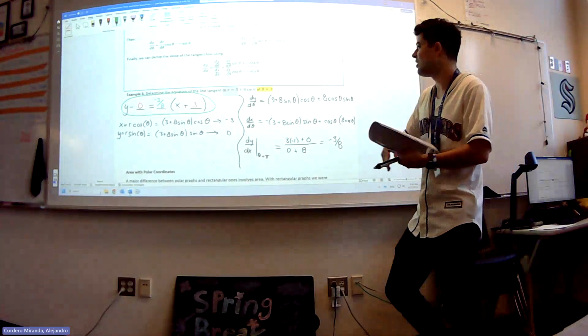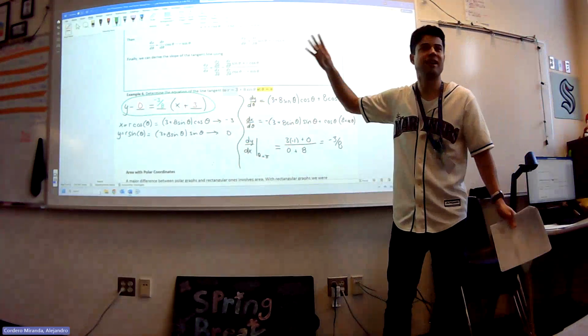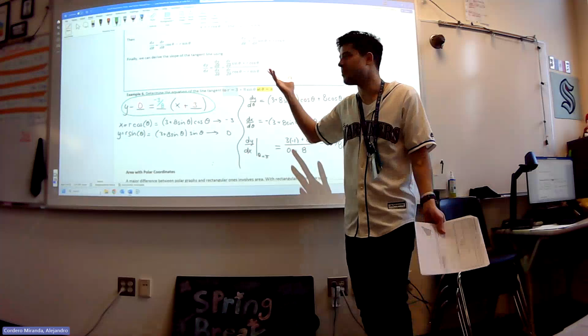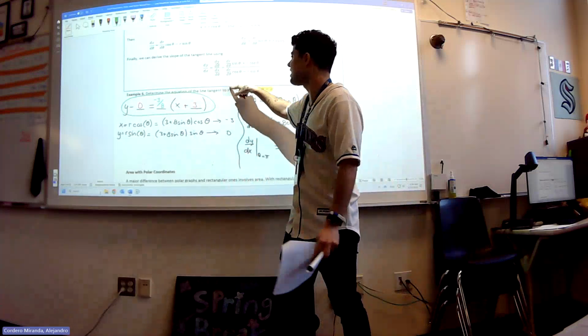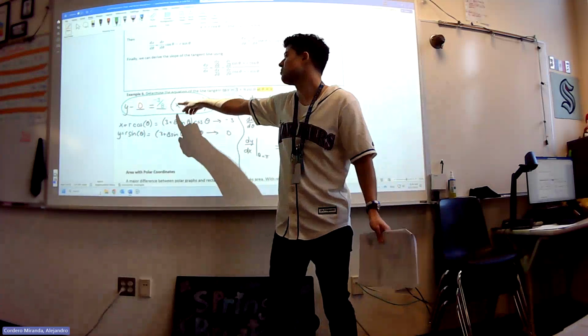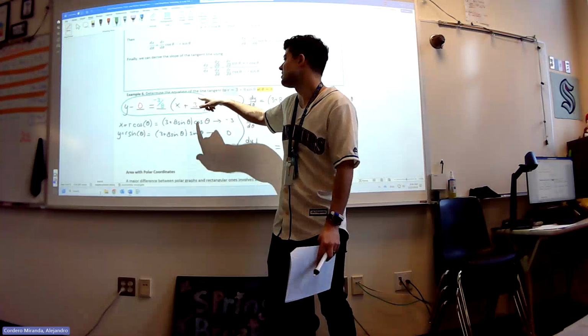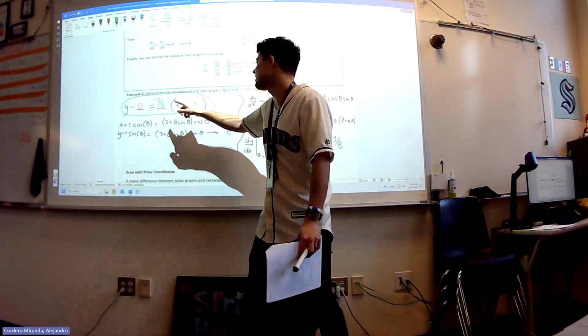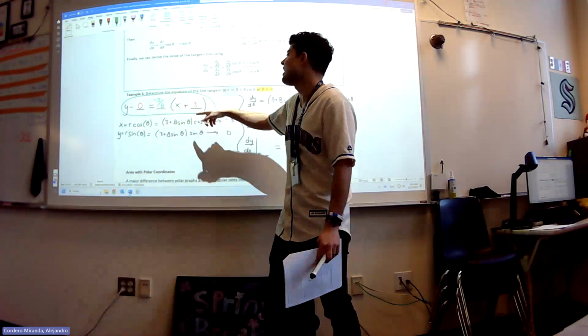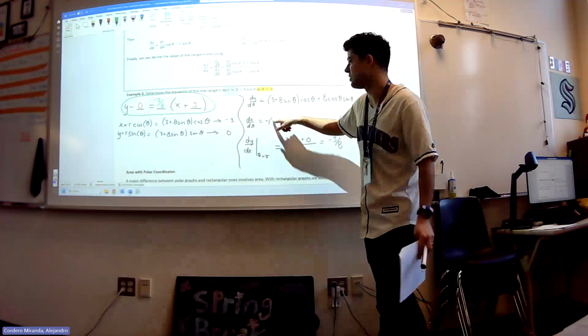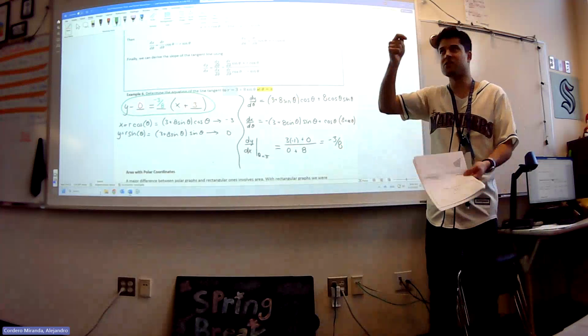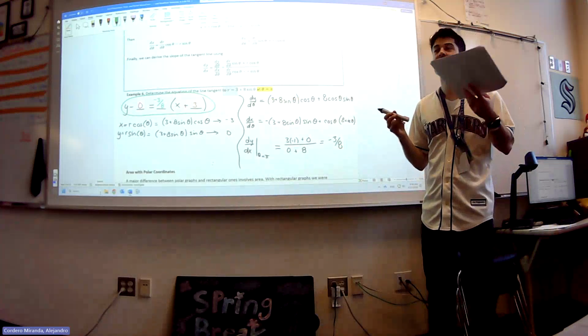And don't let all this math take away from the fact that you already knew how to do this. Give me the tangent line. Okay, y minus something equals slope times x minus something. Now I just need the x, which is r times cosine, I need the y, which is r times sine, and I need the slope, which is dy over dx. That's all we did. It just took a while because it's so ugly.